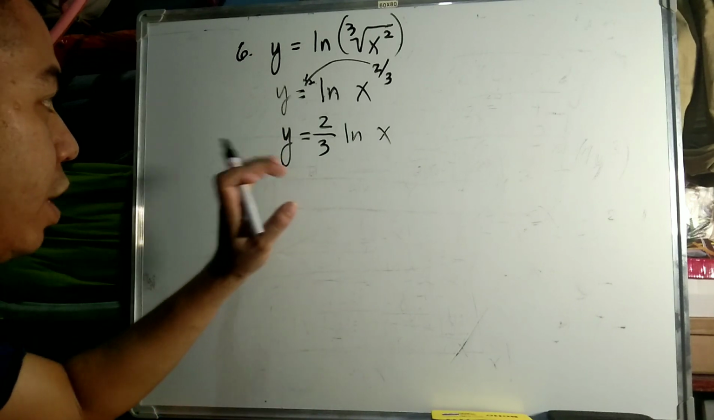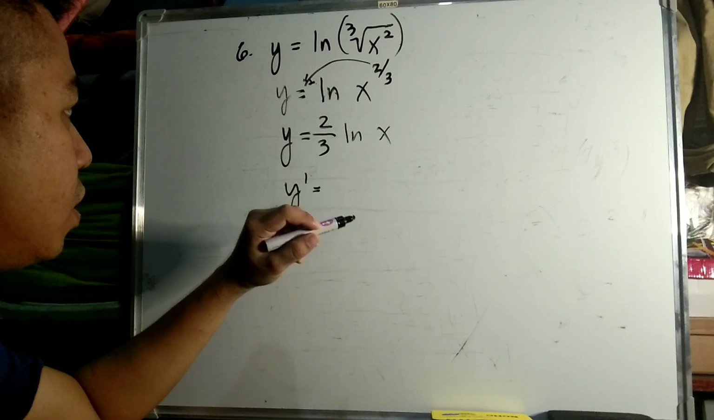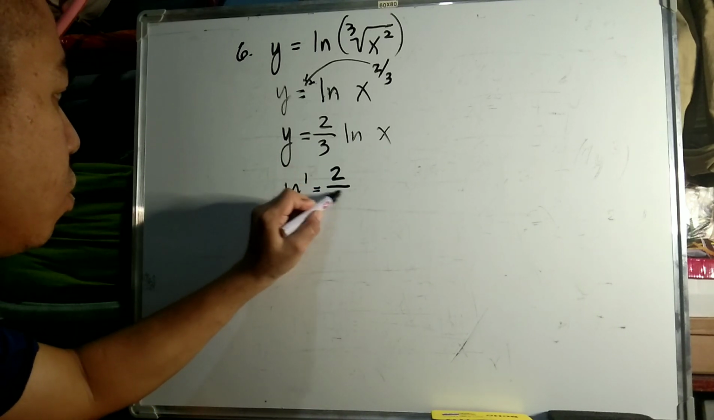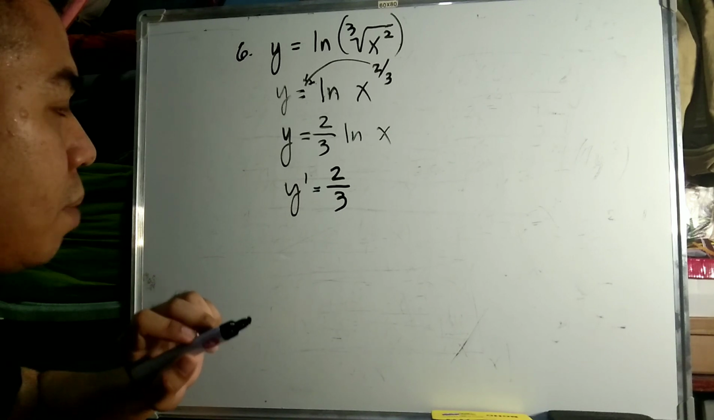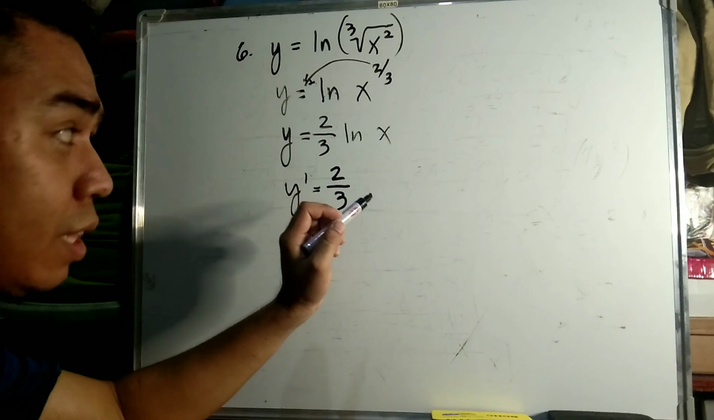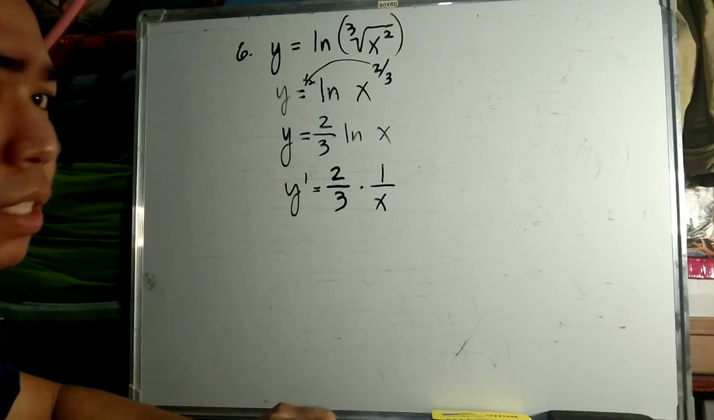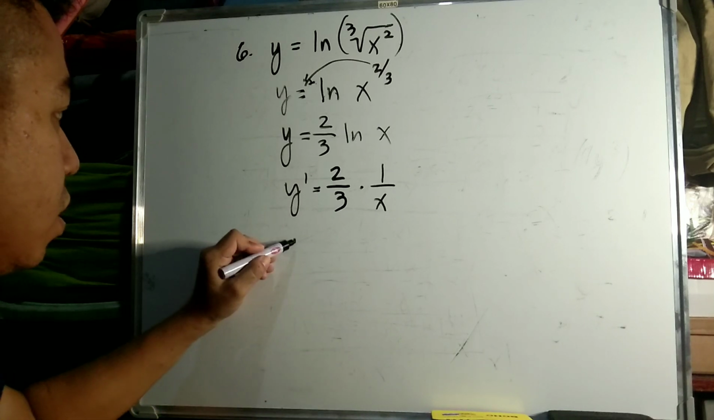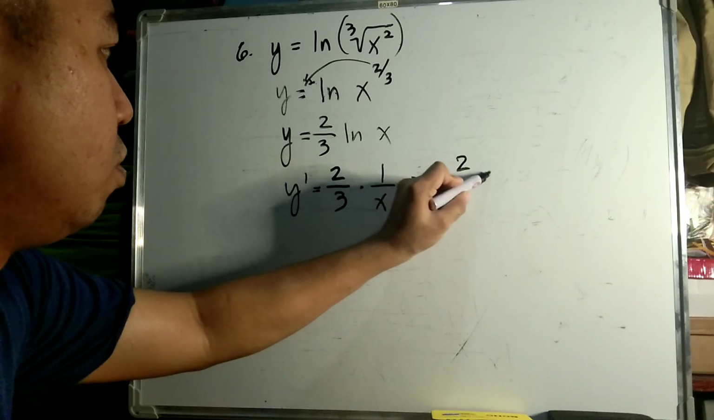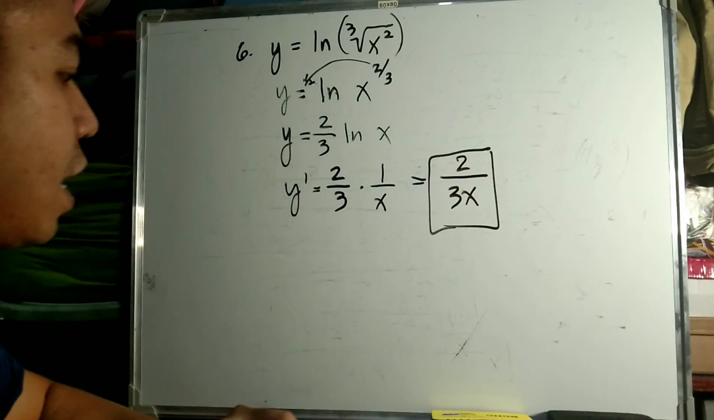Ngayon, kukunin natin yung derivative. So, y prime equals, this is constant multiple, no? So, copyin natin yung constant, 2/3, and then kunin natin yung derivative ng ln x. Then, base dun sa una kong example kanina, ang derivative ng ln x is 1 over x. Okay? So, 2/3 times 1 over x, we have 2 over 3x. Final answer.